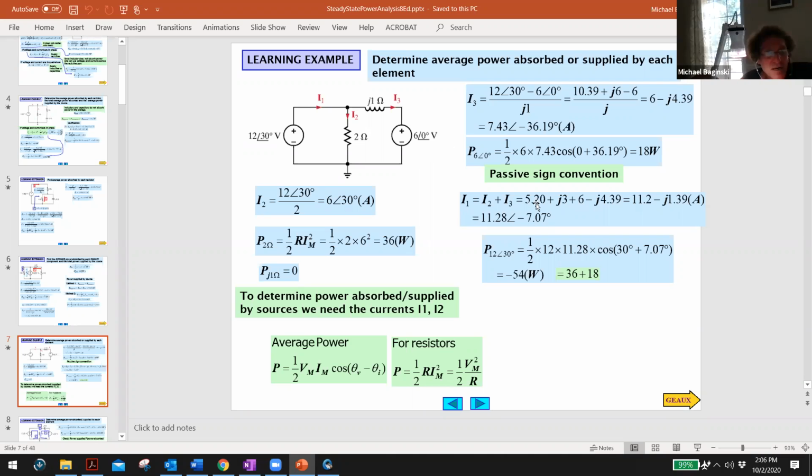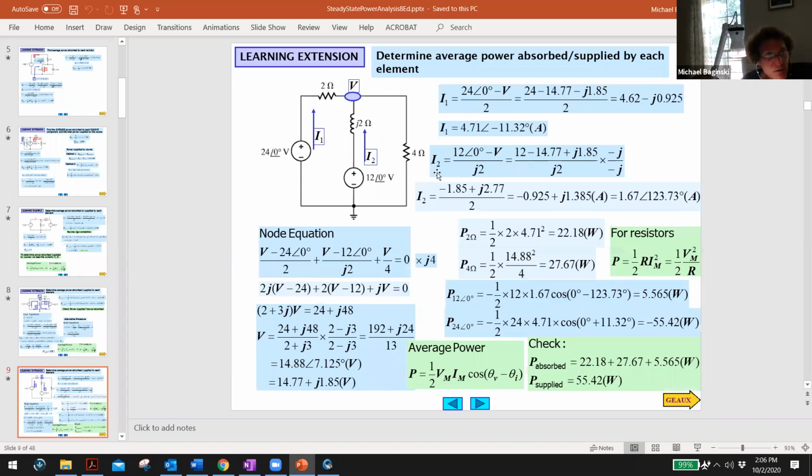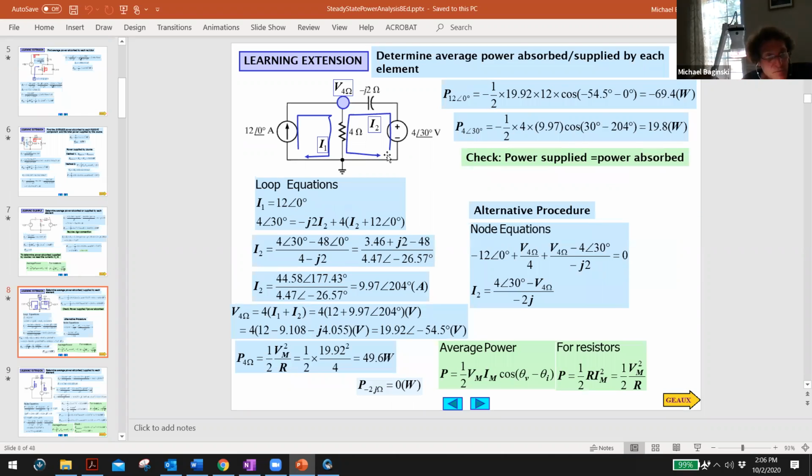But you can see, here it is. This is the power 12 at 30 degrees. It's going to be 1/2 times 12 times 11 times cosine, and these are the angles, and he gets negative 54 watts, or it's supplying 54. I'll do this stuff next time. I want to just make sure you're okay with that. Any other questions? Here's your loop analysis, by the way.